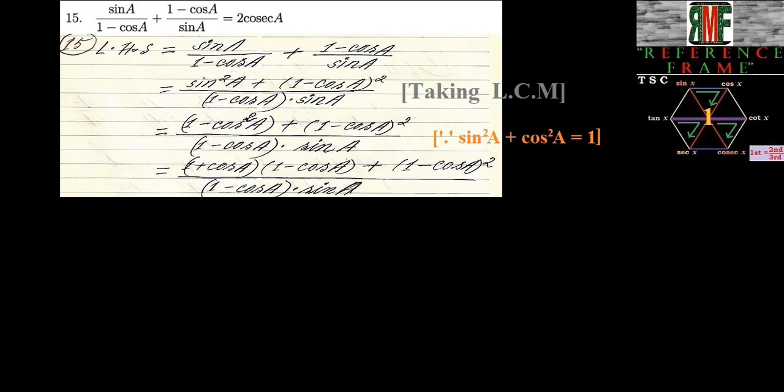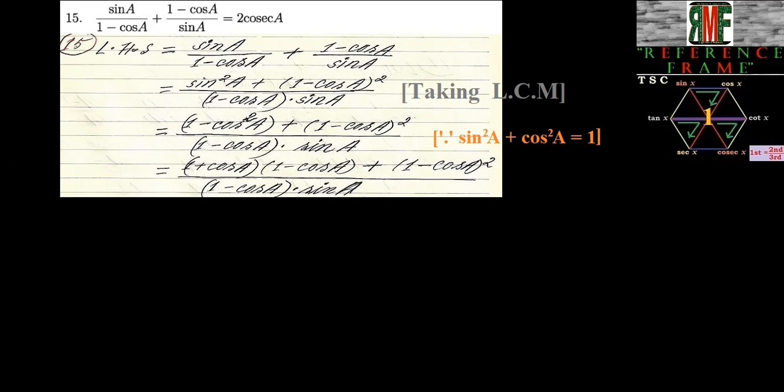So look at the destination. As I mentioned in the last tutorial, you just need to look into the destination and we'll move through the destination. So here our destination is 2 cosec a. From the given one we just can take LCM. Taking LCM, what are you going to have? Sin square a plus 1 minus cos a whole square. Okay, it's just a normal procedure, LCM. Let's see what's going to happen next.